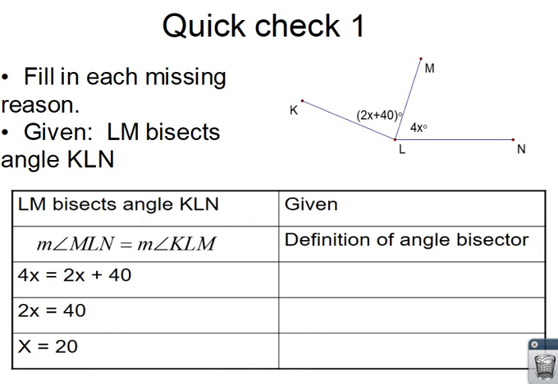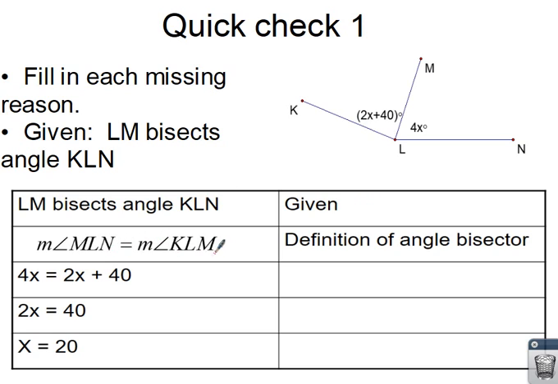All right, so now here is a proof. I've worked it for you. I want you to fill in the reasons, okay? They gave you that LM bisects angle KLN, okay? So they drew all that in there. That's given. Sometimes we have to put a step that says given.